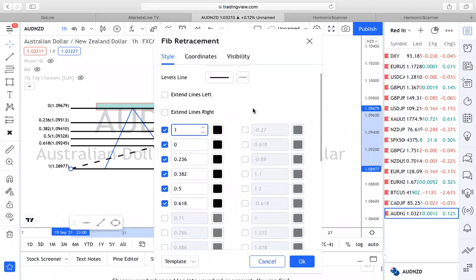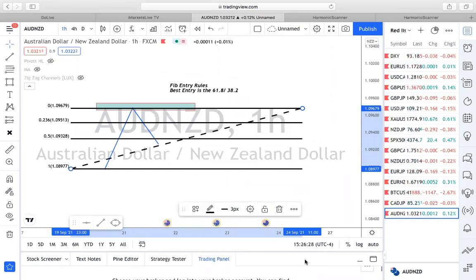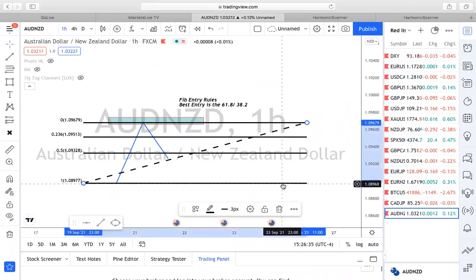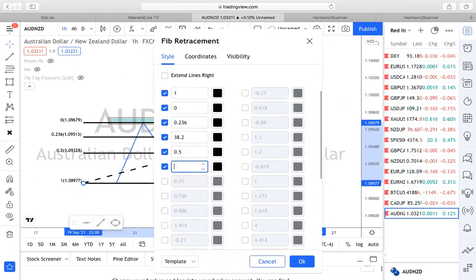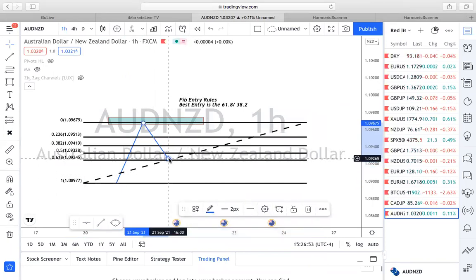I might have to change them up a little bit. 61.8, 38.2. All right, that should be a little bit more accurate. Nah, I had it right the first time. 0.6, 0.382. All right, so yeah, I had it right the first time. So if the market pulls back to this area right here, boom, it's an uptrend. Now let's go look at it in a downtrend.